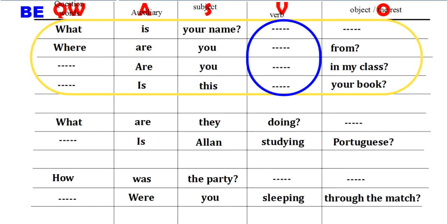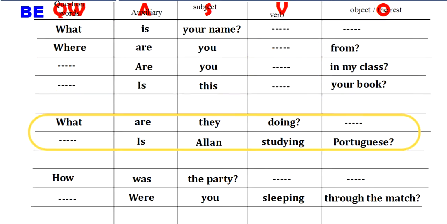So you'll find students often make mistakes like these when making a question with the verb to be: what your name is, or where you are from, because they don't understand that the question order has to be different. We need to move it in front of the subject.